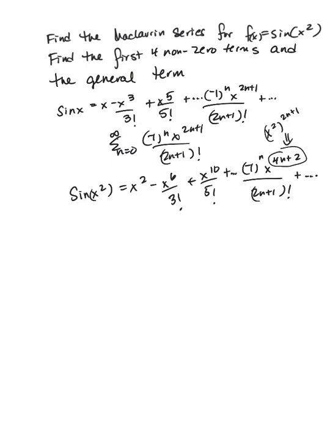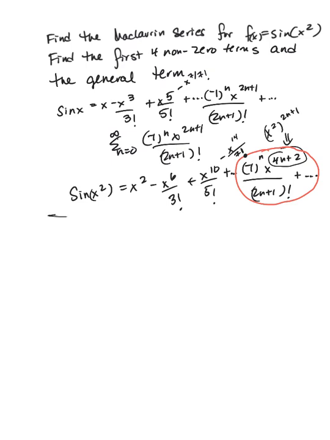So we want the first 4 non-zero terms. Hold on, I need to do one more. Okay, so the 4th term of sine x is minus x to the 7th over 7 factorial. So that means the 4th term of sine of x squared would be minus x to the 14th over 7 factorial.